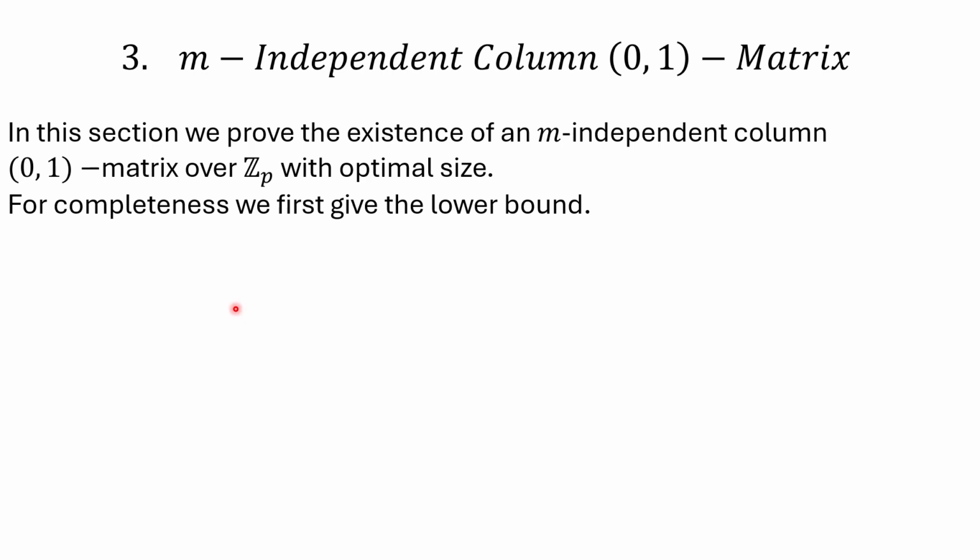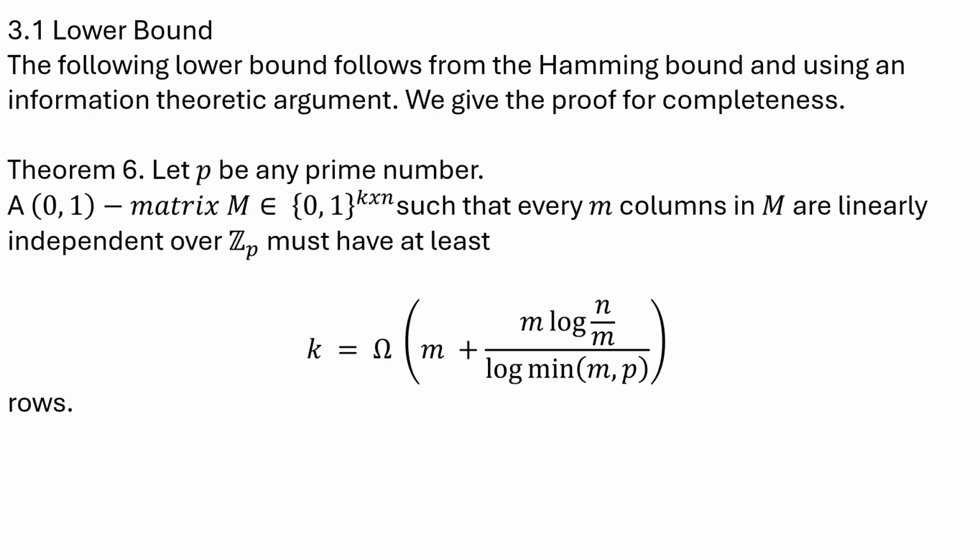Section 3. M independent column 0-1 matrix. In this section, we prove the existence of an M independent column 0-1 matrix over Zp with optimal size. For completeness, we first give the lower bound. Section 3.1. The lower bound.